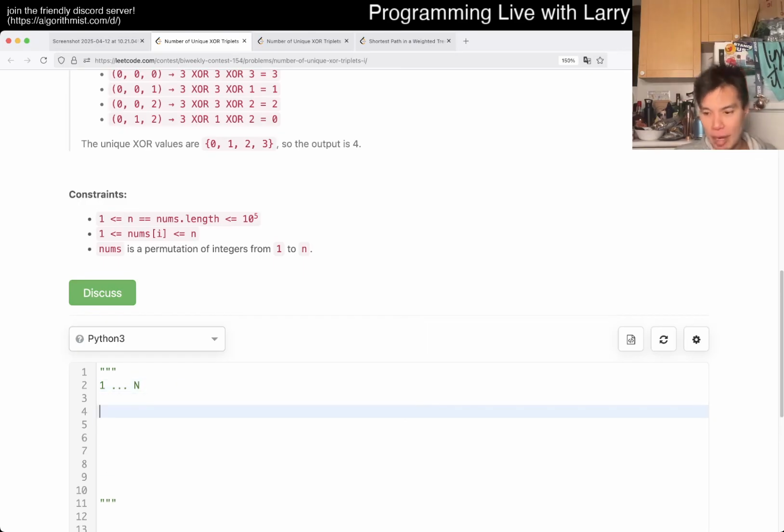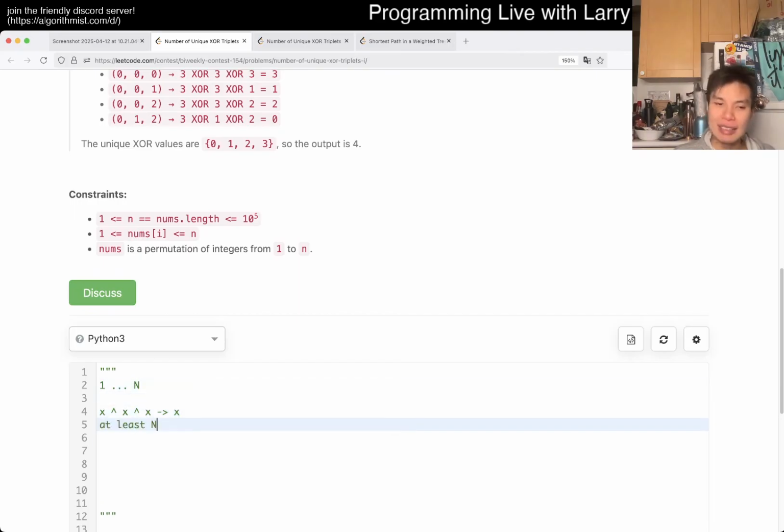Well, the first observation that I had was that if you have the number x for any x, you XOR it with itself and then itself again, it'll give you number x. And because you could do this for any number from 1 to n, your answer is going to be at least n. And the other thing is that if you have three numbers a, b, and c whose XOR is equal to 0, then you also get 0. And of course, this happens when you have 1, 2, and 3. So for n greater than or equal to 3, this is true.